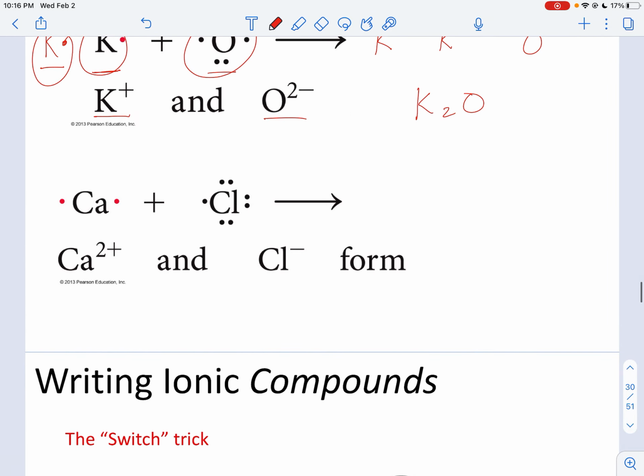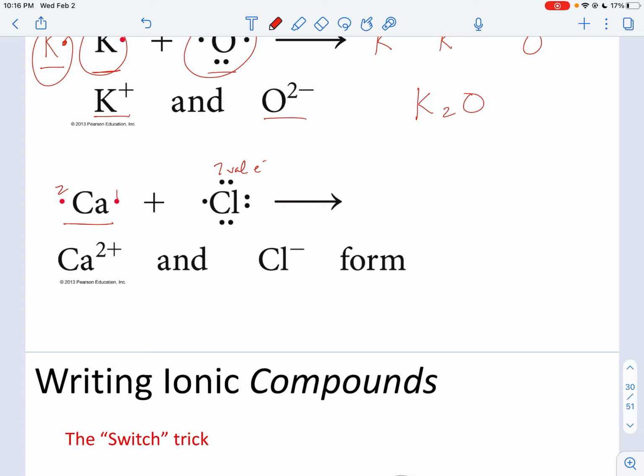Okay, let's look at calcium and chlorine. Calcium wants to give up 2 valence electrons. Calcium is main group 2, so it has to give up both valence electrons. Chlorine only wants to receive 1. If you look at chlorine, it already has 1, 2, 3, 4, 5, 6, 7. So chlorine already has 7 valence electrons, and it only wants to receive 1 more to have a full set of 8.